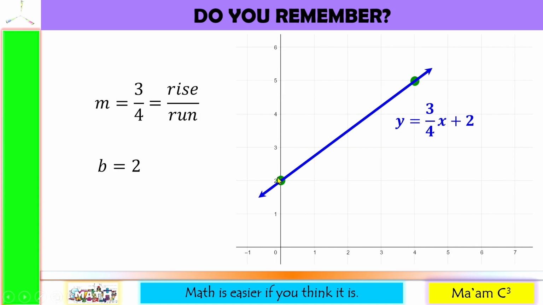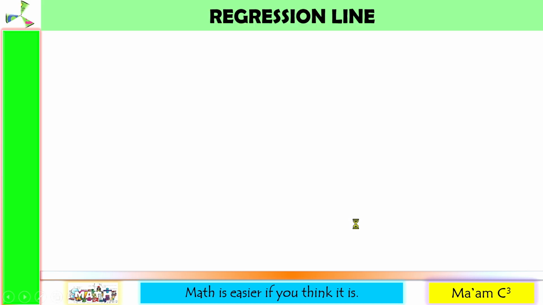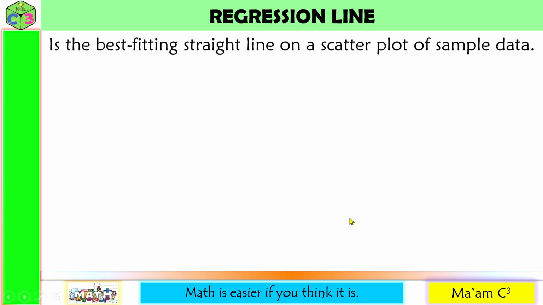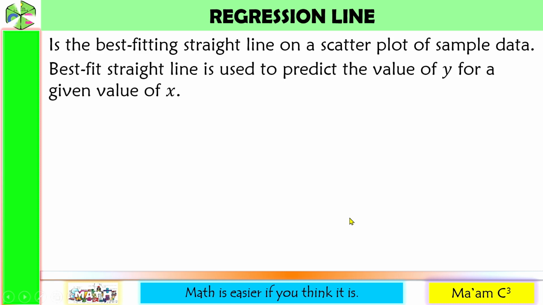This line is somehow associated with the regression line. Regression line is the best fitting straight line on a scatter plot of sample data. It is the best fit straight line that is used to predict the value of y for a given value of x. To have a regression line, we need a regression equation.